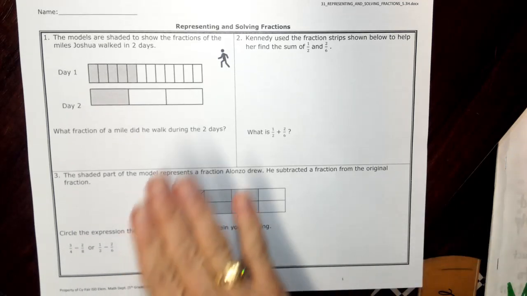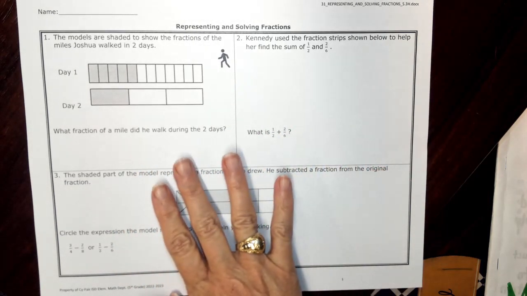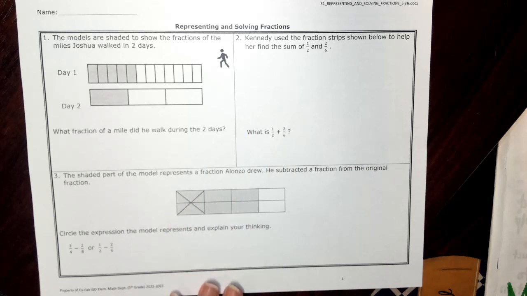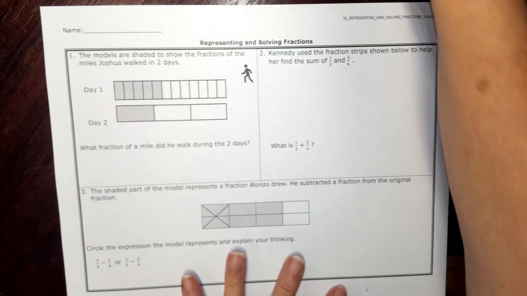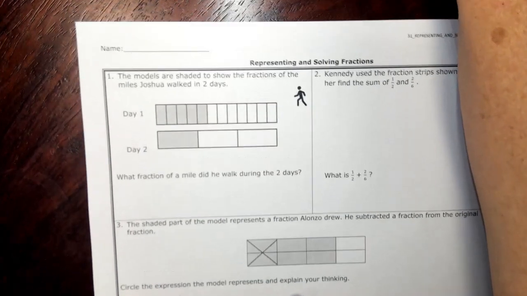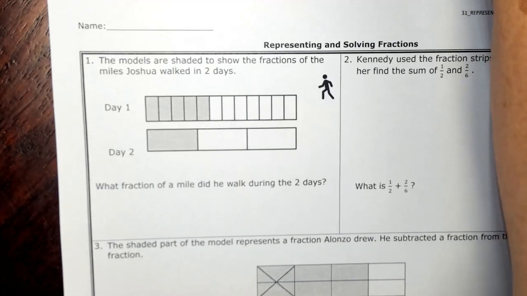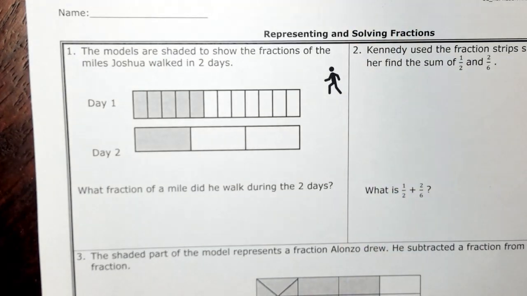So today what we're going to be doing is looking at some stories and now discovering how to put fractions together or separate fractions. So I'm going to start with the first story, number 1, and let me zoom in a little bit and get it nice and clear for you. And it says the models are shaded to show the fractions of the miles Joshua walked in 2 days.